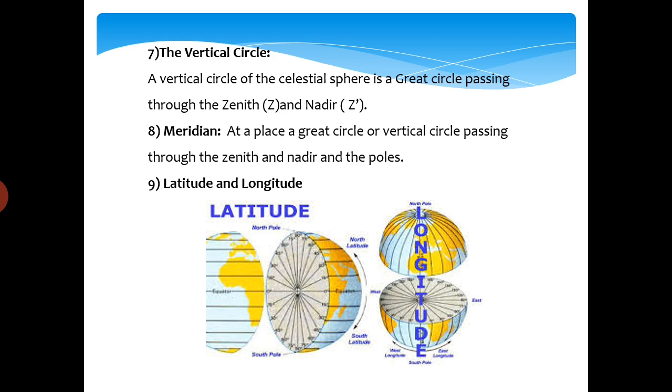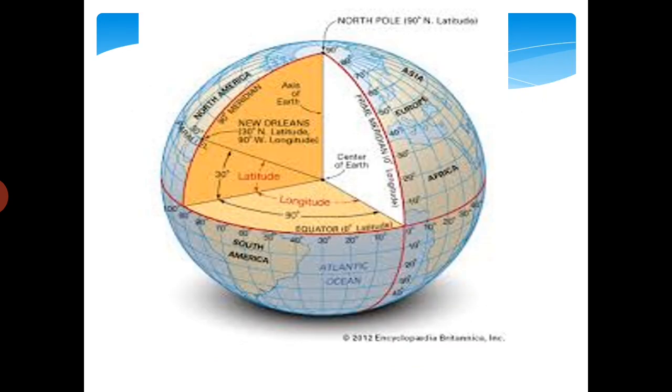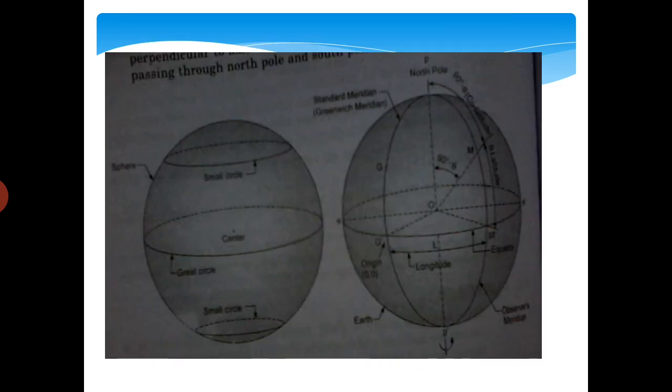Next one is latitude and longitude. So this is the diagram of latitude and longitude. Latitude is measured along the meridian and longitude is measured along the equator. So firstly we take the latitude in the vertical direction, measured along the meridian, and longitude along the horizontal direction, that is along the equator. So in this diagram there is a point M.